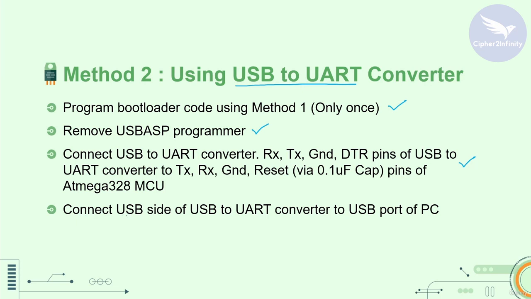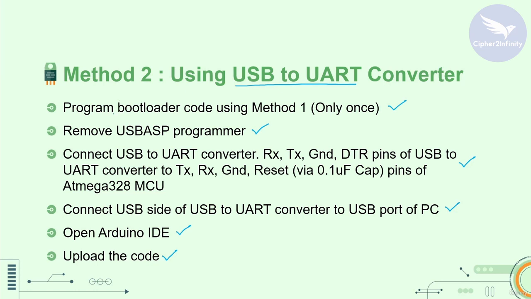After that we need to connect the USB side of the USB to UART converter to the USB port of the PC, and once that connection is done, we open the Arduino IDE software. Once the Arduino IDE software is opened, there will be an upload button in the Arduino IDE, and using that button, we program the code in the microcontroller using the USB to UART converter. So this is the method to program the code in the microcontroller, which you already know.